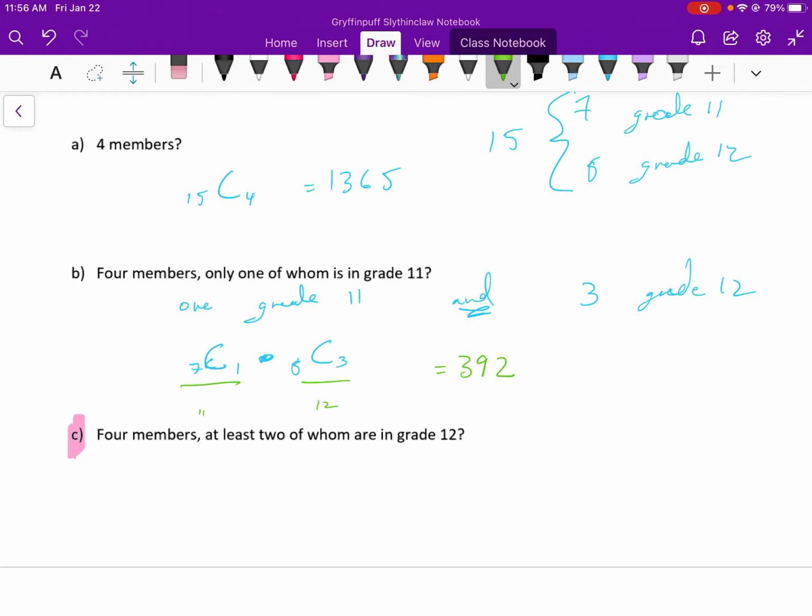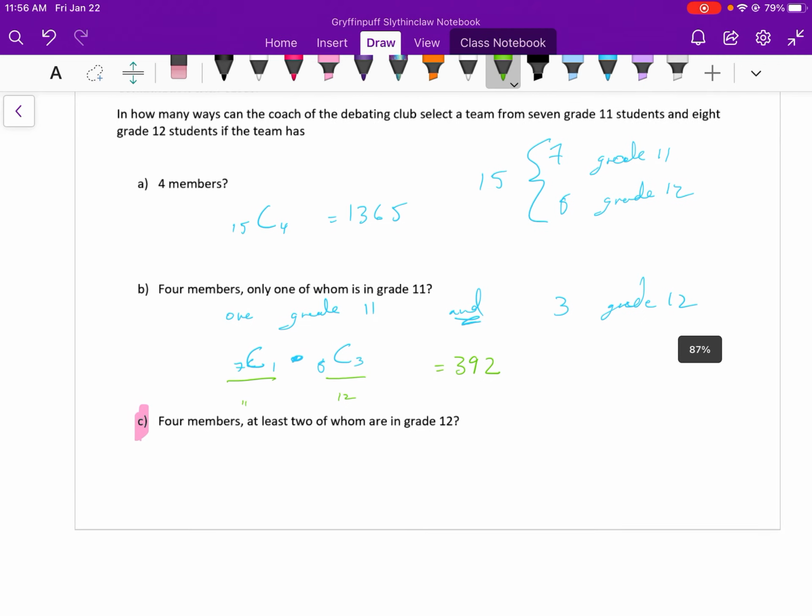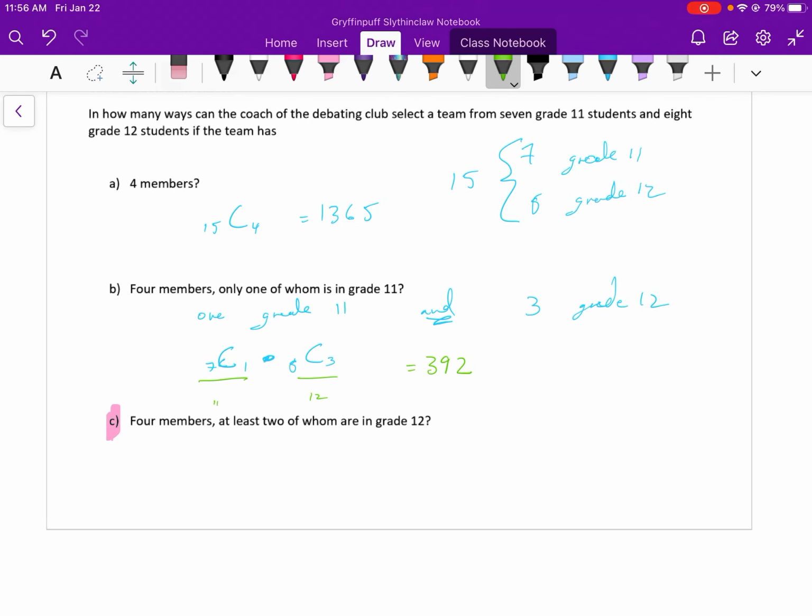Now, let's move on to the next question. I'm just going to read the whole question again. In how many ways can the coach of a debating club select a team from 7 grade 11 students and 8 grade 12 students if the team has 4 members? We're still dealing with the 4-member team, but at least 2 of whom are in grade 12. At least 2. Well, what does that mean? From 4 members, at least 2 have to be in grade 12.